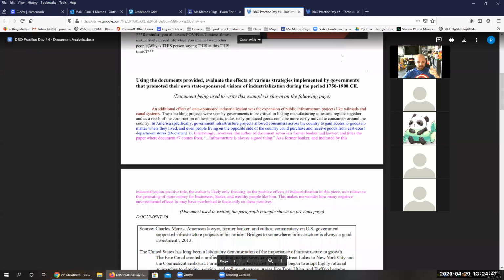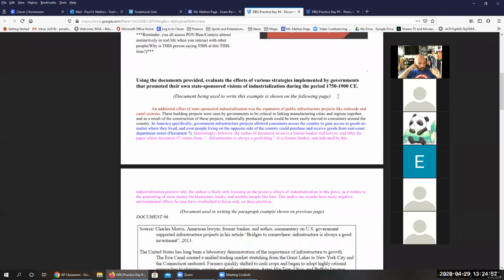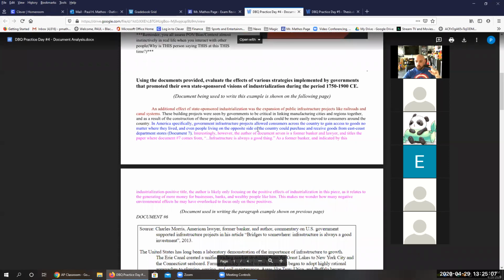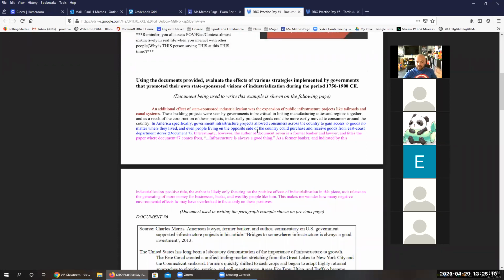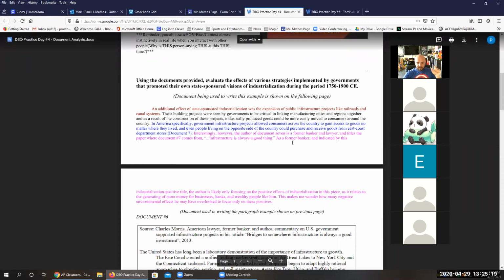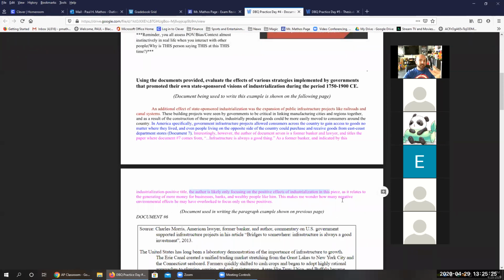POV. Wouldn't it be historical context, because it's talking about where he works and what type of person he is, if he's rich or poor? Like, wouldn't that not be point of view? Well, you're talking about that as historical context. So you can make an argument for historical context, but this is using POV. It's addressing the author as a former banker and lawyer. This is why he is only focusing on the positive effects of industrialization. This is clear point of view being used in this pink part.